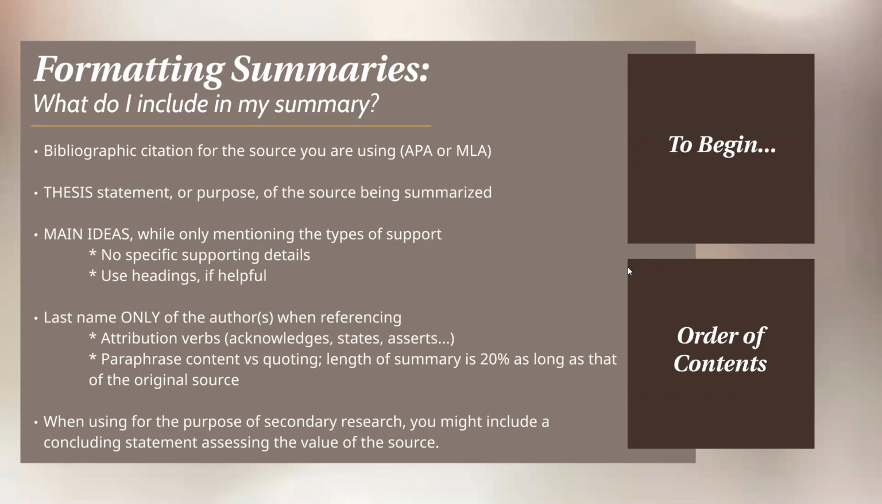As far as referring to the author, you can use the author's full name at that initial point of reference. However, thereafter, you only want to use the author's last name, as you are not on a first name basis with that author. When you're talking about what the author does, whether they acknowledge, state, or assert, you want to use those attribution verbs. However, you don't want to use he or she says. Again, you're only referring to what the author does in the writing.